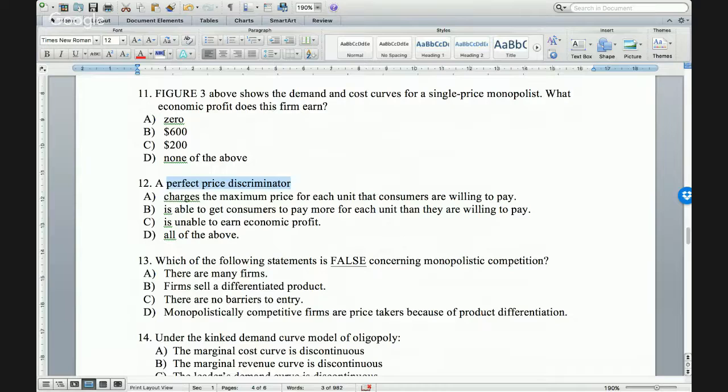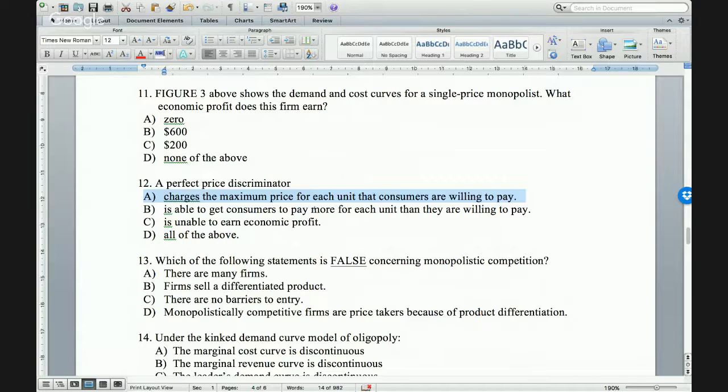So the answer: charges the maximum price for each unit consumers are willing to pay. Yep, answer is A. The reason why it's not all of the above is that the perfect price discriminator can earn an economic profit, a supernormal profit. So saying that they're unable to is wrong. So you can knock C and D out of there.